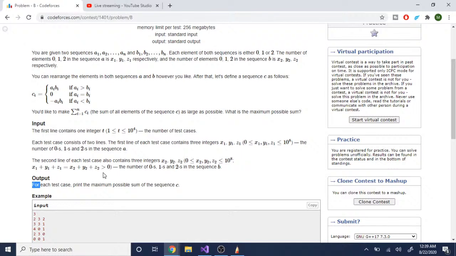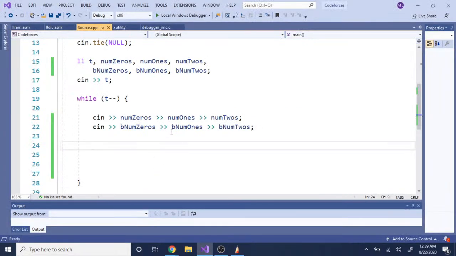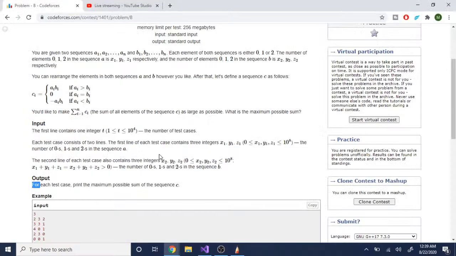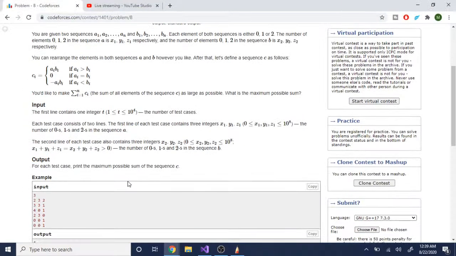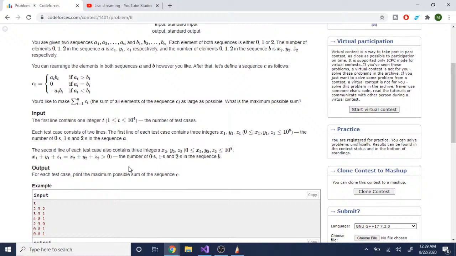Okay, let's code this up. So we have number zeros and number ones. Let's create 2 arrays. Do we have n? We need to input n actually. The second line of each test case has a number of zeros and ones. So we don't have a final n. Do we have a final n?